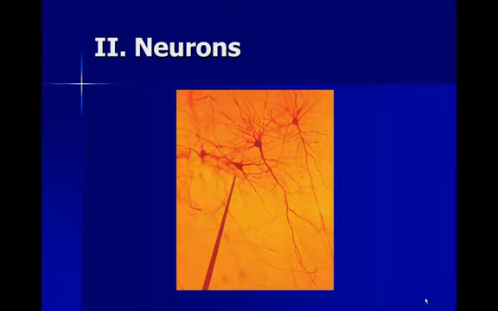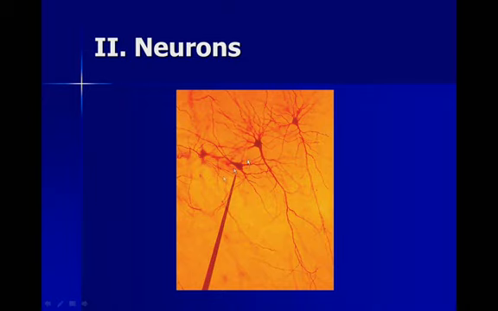This is a micrograph of a neuron. This would actually be a pyramidal cell from the hippocampus. You can actually see it looks like a little pyramid. If you look right here.